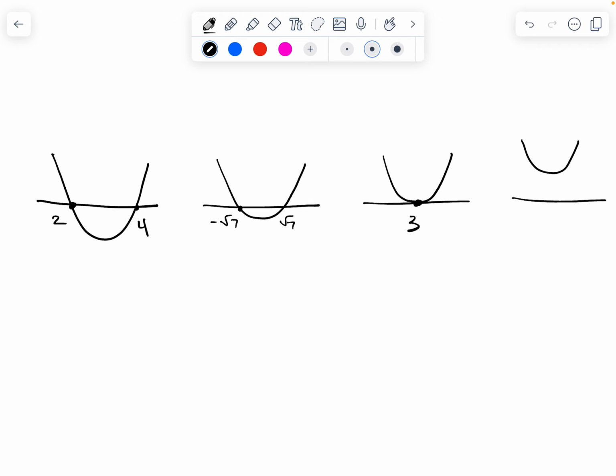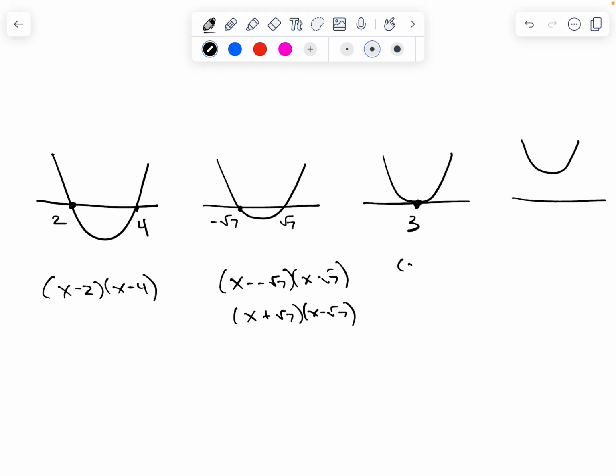If it dips at 2 and 4, we can write this as x minus 2, x minus 4. If it dips here, that's going to be x minus negative square root of 7, x minus square root of 7. And we can write that as x plus square root of 7, x minus square root of 7. And if it touches at one point, that's going to be x minus 3, x minus 3. It's called a double root.